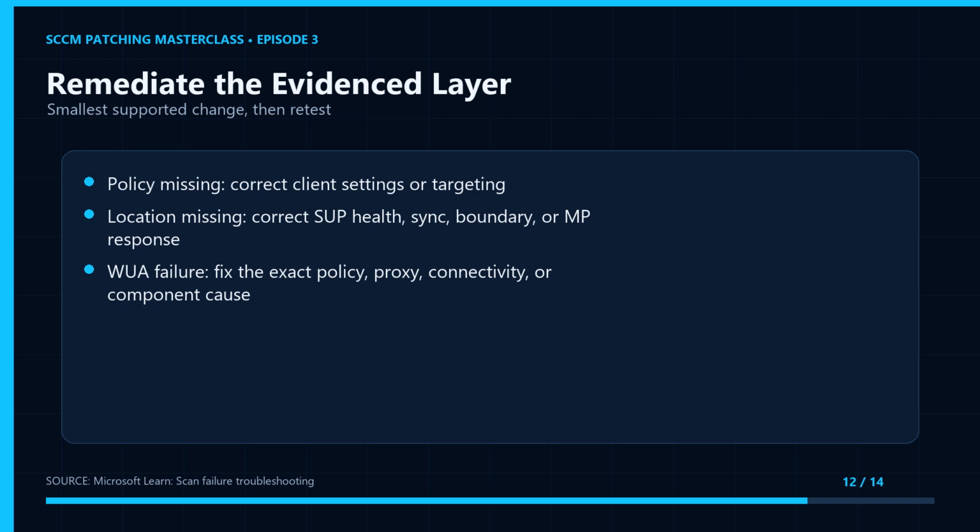For a domain policy override, correct the centrally managed policy with the appropriate owner. For proxy or connectivity failure, correct the approved route rather than bypassing it. For component corruption, use Microsoft-supported repair guidance for the exact error. Resetting the Windows Update data store is disruptive and removes scan history. Reserve it for documented evidence, explicit approval, a lab test, logging, and a rollback or recovery plan.